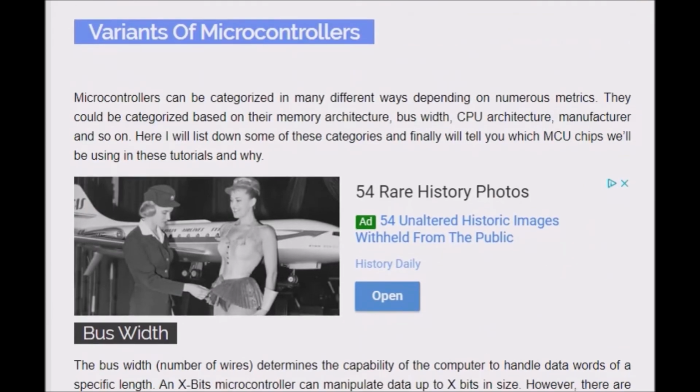Variants of microcontrollers. Microcontrollers can be categorized in many different ways depending on numerous metrics. They could be categorized based on their memory, architecture, bus width, CPU architecture, manufacturer, and so on. Here I will list some of these categories, and finally we'll tell you which MCU chips we'll be using in these tutorials and why.